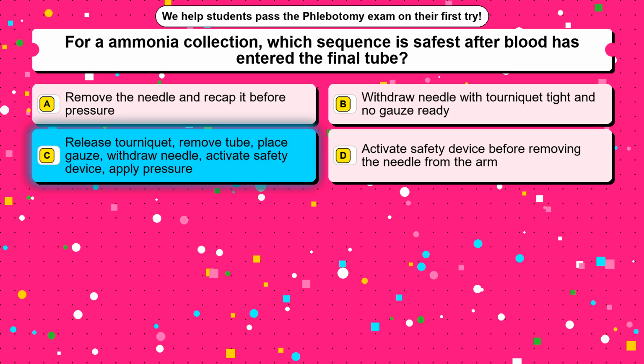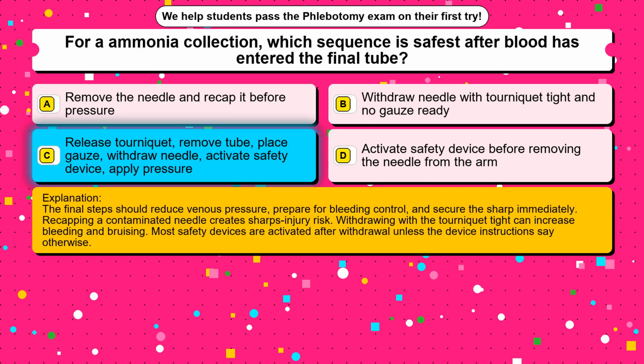The correct answer is option C. Release tourniquet, remove tube, place gauze, withdraw needle, activate safety device, apply pressure. The final steps should reduce venous pressure, prepare for bleeding control, and secure the sharp immediately. Recapping a contaminated needle creates sharps injury risk. Withdrawing with the tourniquet tight can increase bleeding and bruising. Most safety devices are activated after withdrawal unless the device instructions say otherwise.